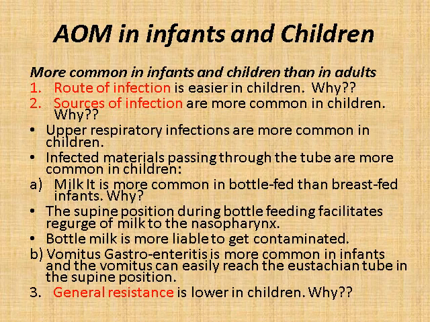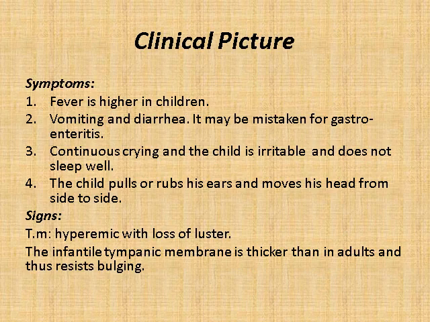What about the vomitus? Gastroenteritis also is more common in infants, and vomitus can thus easily reach the Eustachian tube in the supine position. The third predisposing factor is the low general resistance in children in general because of teething and recurrent gastroenteritis. In an infant, what is the clinical picture of acute otitis media?